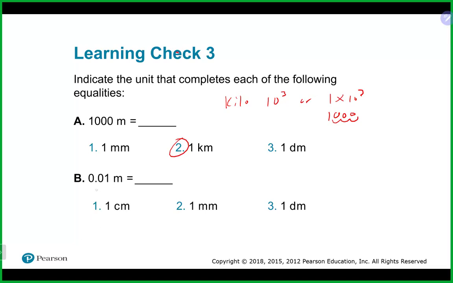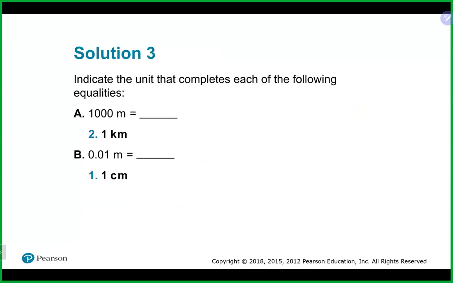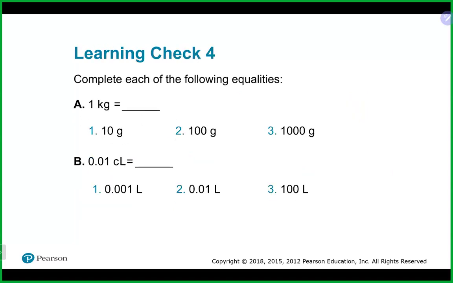Here we have 0.01 meters. So if it's helpful, we can turn that into scientific notation. That is 1 times 10 to the minus 2, and 10 to the minus 2, which we saw earlier, was centi. So I'm thinking that's going to be the centimeter there. So any questions on that? Okay. All right. So that means here 1 kilogram should be, kilo is 1,000 grams.